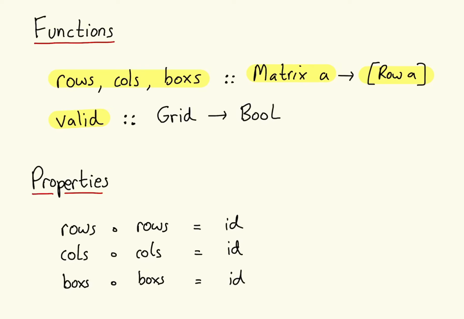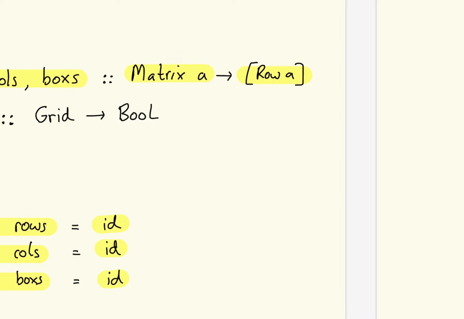And the properties are that if you apply the rows function twice, you get back where you started. Similarly, if you apply the columns function twice, you get back where you started. And if you apply the boxes function twice, you also get back where you started. And again, these may seem like trivial little properties, but we'll see that they're actually very useful today when we come to implement our first Sudoku solver.